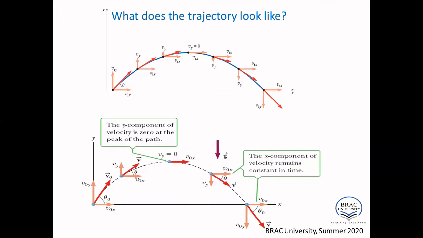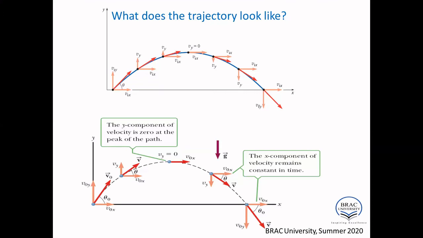Along the y direction, or vertical direction, due to gravity, the velocity component along the y-axis changes with respect to time. At the highest point, the y component of the velocity vector is 0, as shown in this figure. Before the highest point, the y component of the velocity is positive, and after the highest point of the trajectory, the y component of the velocity is negative. So at the highest point, the velocity y component is 0.